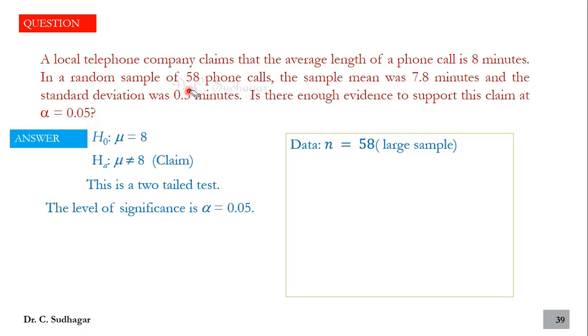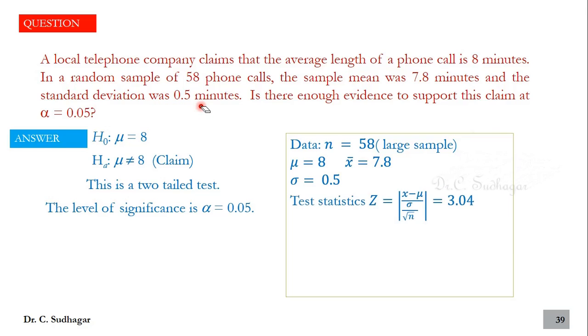Now n equal to 58, this is a large sample, so we are going to use a z test. So what are the data given? Population mean is 8, sample mean x bar equal to 7.8. Now for the standard deviation, when you are doing the z test, population standard deviation and sample standard deviation will be almost the same, so we use the same formula. We call this sigma equal to 0.5 minutes. Now let us take the formula for the z test. This is the formula: x bar minus mu, divided by sigma by root of n. First you do this, and this whole thing is divided by root of n.